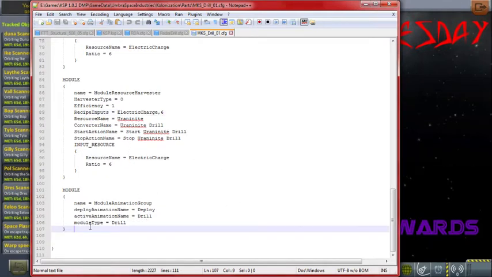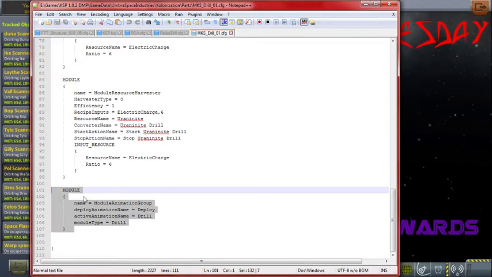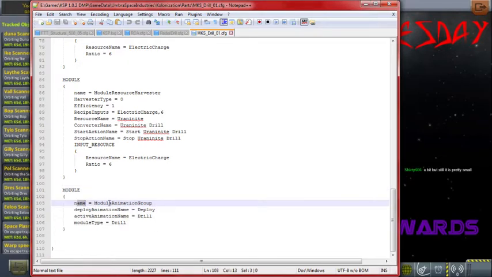So, animation group, most drills have an animation, module name, module animation group, kind of been through this, but it's still pretty small.